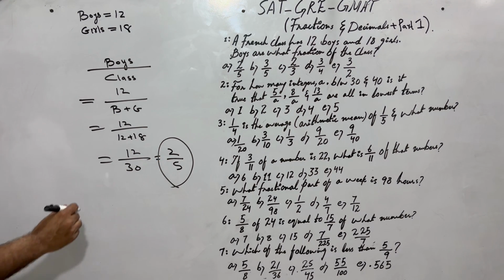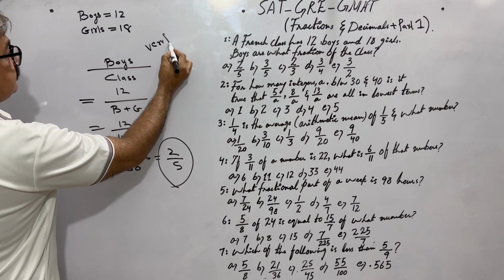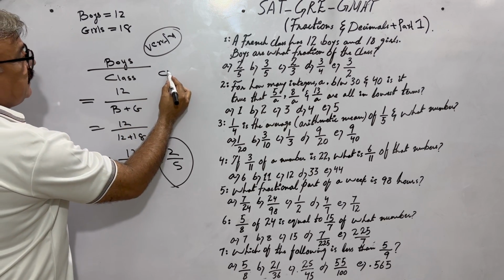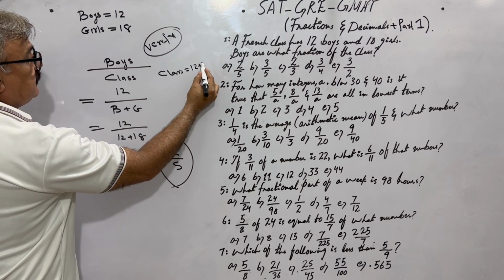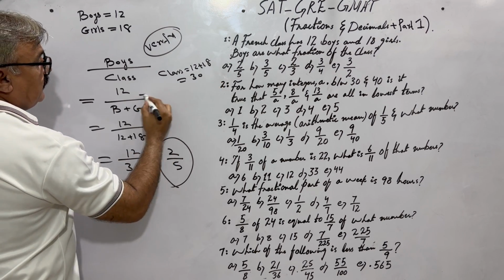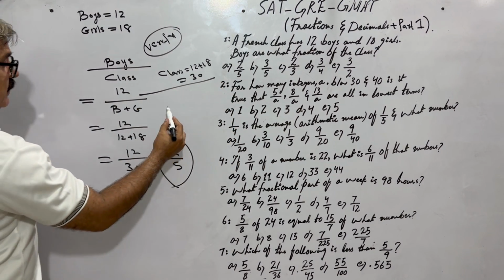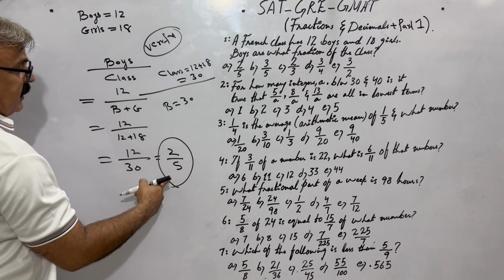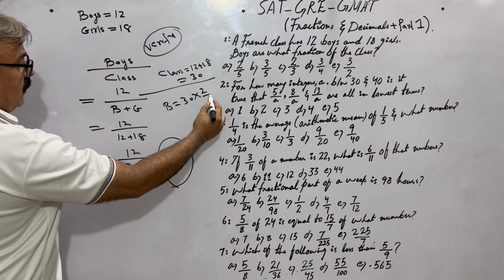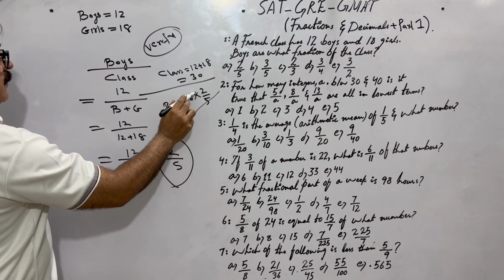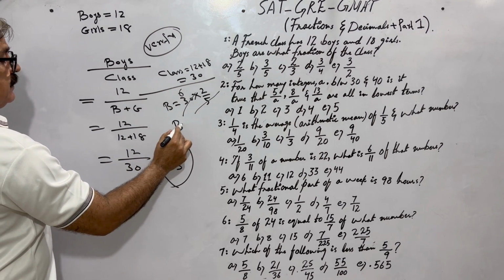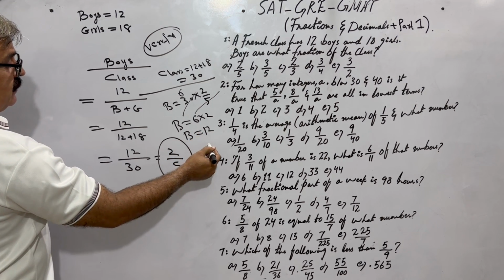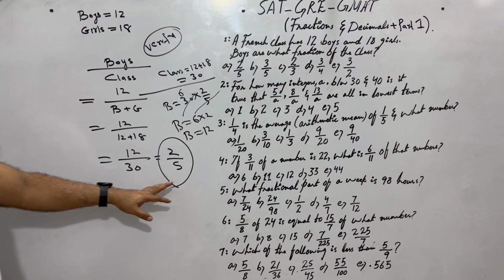Let's verify. Class is the sum of boys and girls: 12 plus 18, that's 30. Now, for boys, total 30, boys are 2 upon 5 of the class. Applying the table of 5, 6 times 2 is 12. So we have verified as well.